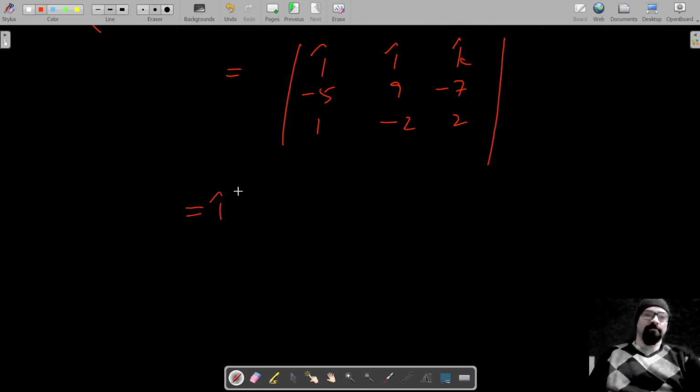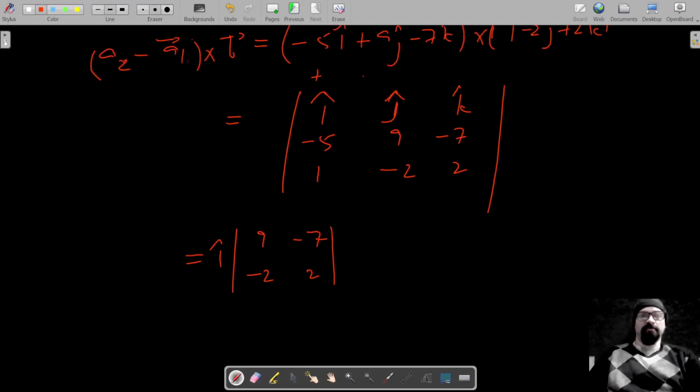So this is now equal to i cap. Remove the row and the column for the i cap. This is i cap and this is j cap. Remove the row and the column for the i cap, and we are left with the determinant 9, negative 7, 2, and 2. And one has to be positive, the other has to be negative.